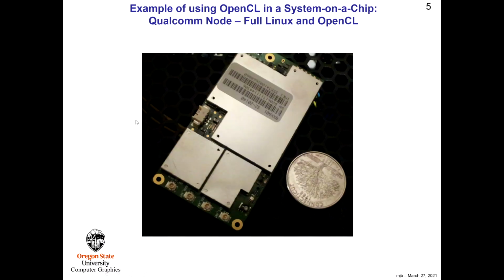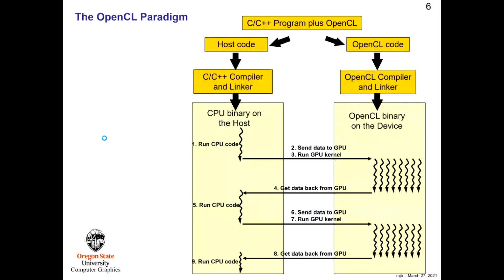I was involved in a project a couple years ago where we were using a Qualcomm system on a chip, and this has full Linux and full OpenCL on it, so it was great. The project we were doing, I could program it in OpenCL. My biggest fear, if you look at the size of the quarter there next to it, is that I would accidentally misplace it. It was so small.